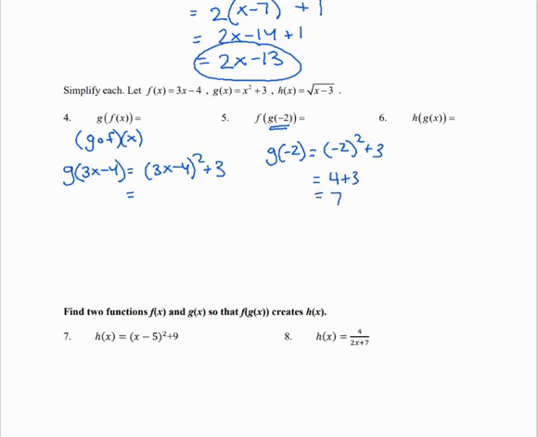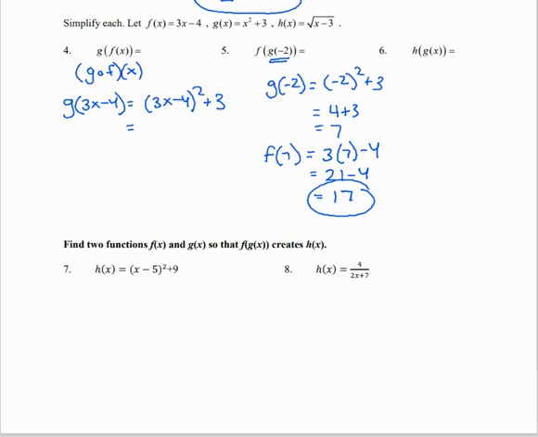Now it's saying take that 7 and plug it in for f. So now I'm going to find f of 7. f of 7 is to do 3 times 7 minus 4. This gives me 21 minus 4, which is 17. And there's your final answer. Okay, try number 6, h of g of x.